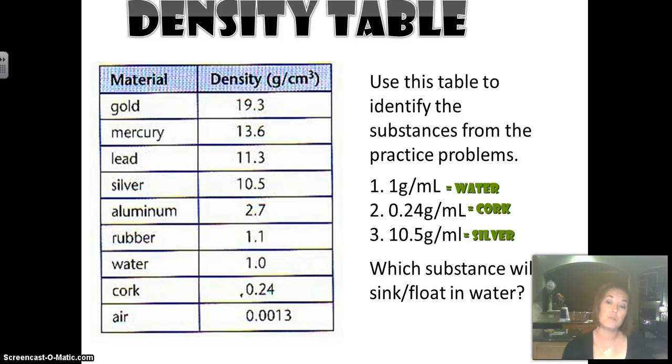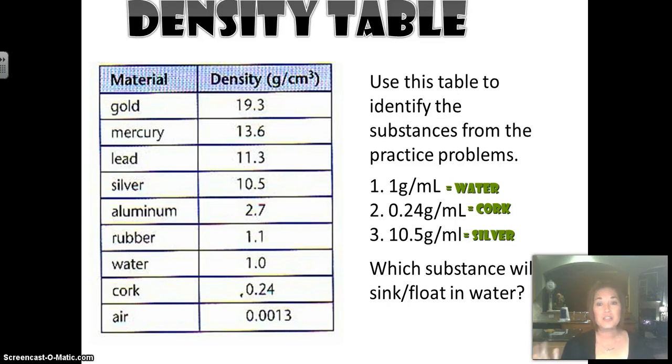Which of these substances, 1, 2, or 3, will sink in water? Well, if water has a density of 1 gram per milliliter, any object with a density greater than 1 will sink. So I hope you said silver. Silver, 10.5 grams per milliliter, is more dense than water, so it would sink if placed in water. And cork, with a density less than 1 gram per milliliter, at 0.24 grams per milliliter, would float in water. So you can determine if something will float or sink based on its density when you compare it to the density of water, which again is 1 gram per milliliter.